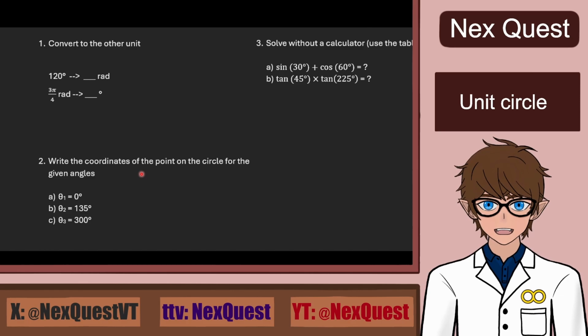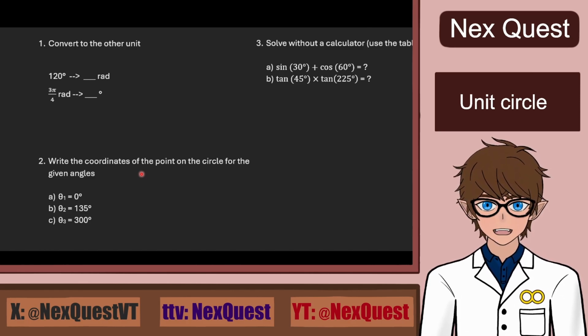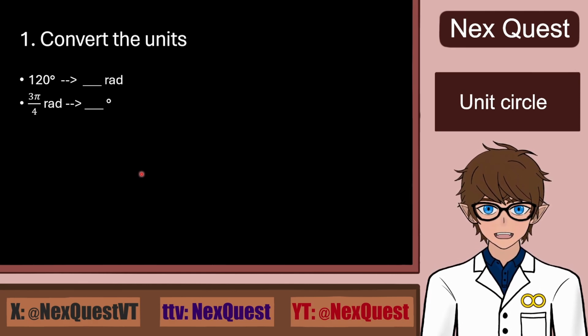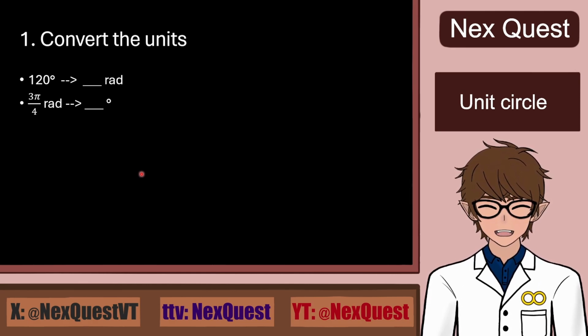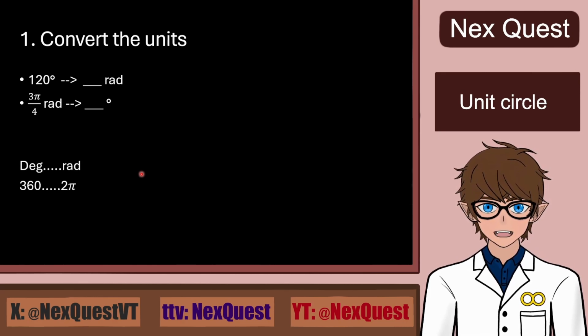So here is the mini test for those of you who just want to solve it. And let's go ahead and solve the problems. To start, we had to convert between the units: 120 degrees into radians and 3π/4 radians into degrees. So we either remember the formula or we just do the cross solving.